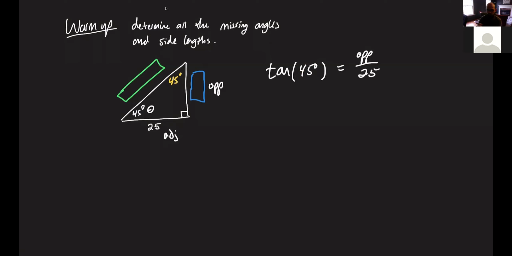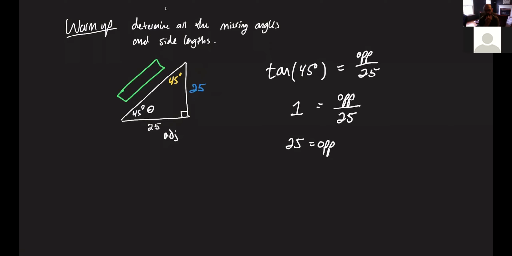So tangent of 45 degrees is 1, right? Yeah, so we would get 1 is equal to the length of our opposite side divided by 25. What I can do then is multiply by 25 on both sides, so the length of my opposite side has to be equal to 25. So we can replace this here. What has to go over here is 25.